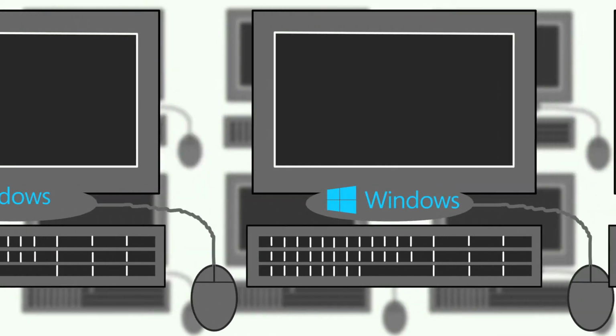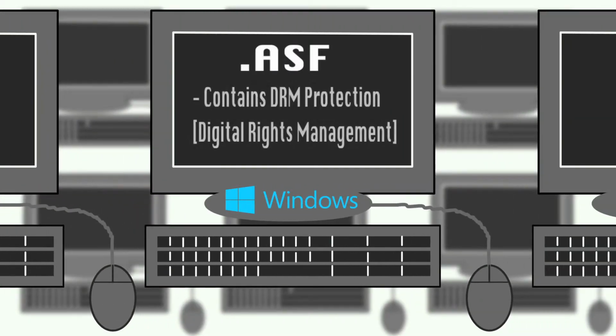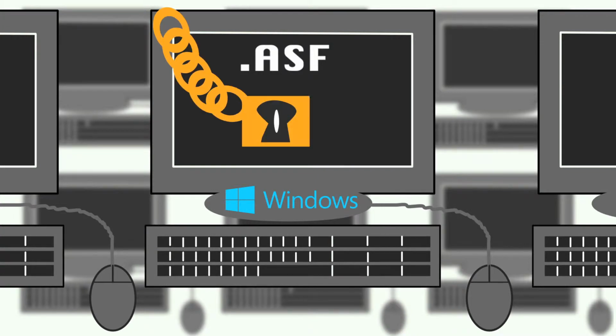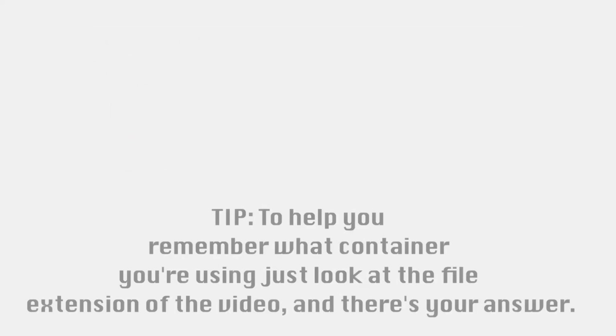ASF is one of the best protected files due to the fact that the container can include DRM, which is Digital Rights Management, which is a form of protection for the file. This helps protect the media from being downloaded illegally, as it stops copyright infringement, as it puts a digital lock on the file, meaning you're unable to open it if you got it from somewhere you shouldn't have.